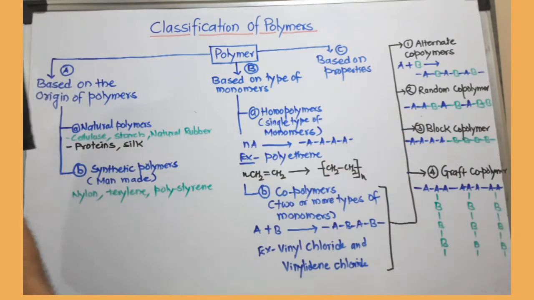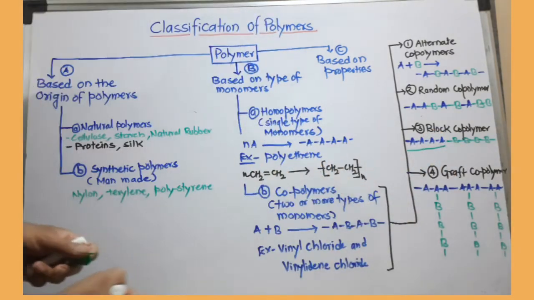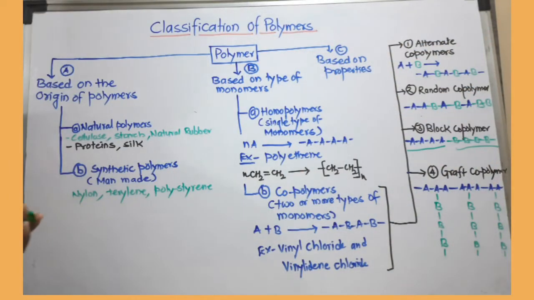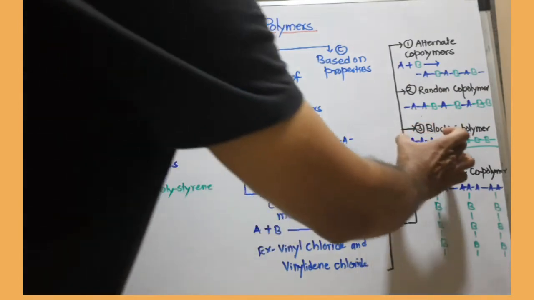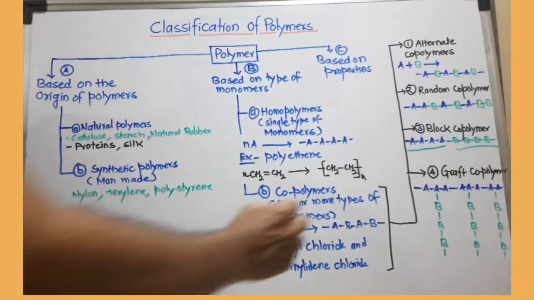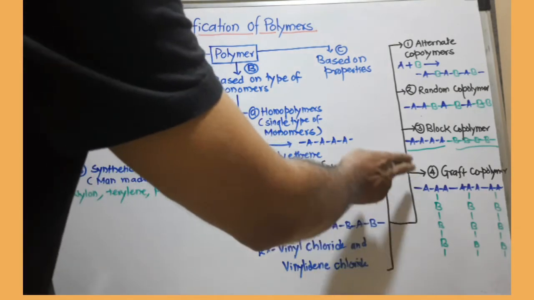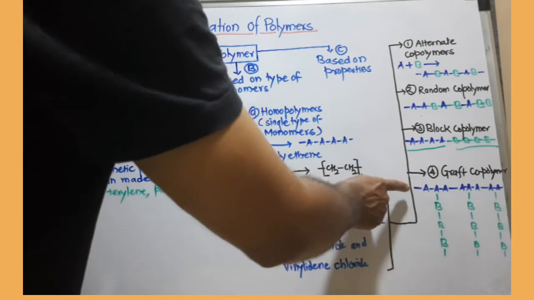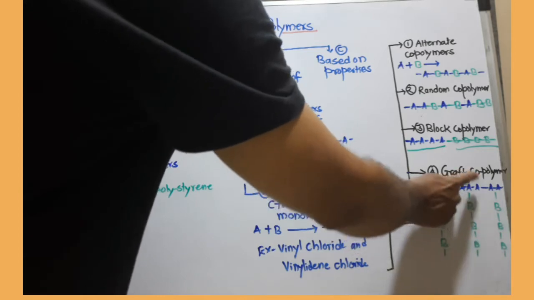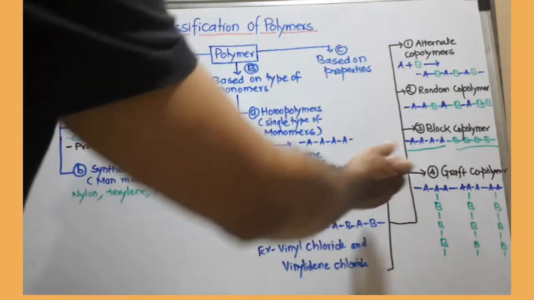Another is block copolymer. As the name indicates, there are blocks of monomers. First of all, you can see a block of A polymer joined with a block of B polymer. After that, a block of A polymer or B polymer will join. So this is a pattern, the block copolymer. Now what is graft copolymer? Graft copolymer has two types of branches. One is called the backbone. One monomer will form a backbone and another monomer will form branches. So this is a graft copolymer. In this way you can divide copolymers into four classes.